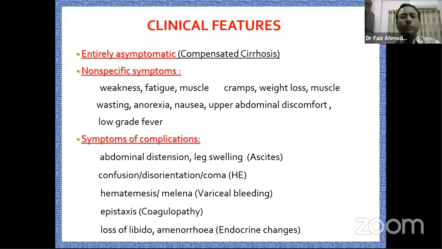When there is decompensation, patients with cirrhosis can present with symptoms of complication. In fact, most of the patients in our country come with symptoms of complication like abdominal distension or leg swelling, that is ascites, leg edema. Patients can come with confusion, disorientation, or full unconsciousness or coma, which indicates hepatic encephalopathy; hematemesis or melena, which indicates variceal bleeding; nasal bleeding or epistaxis, which occurs due to coagulopathy; and loss of libido, amenorrhea, and multiple endocrine changes when there is gross hepatic function impairment.